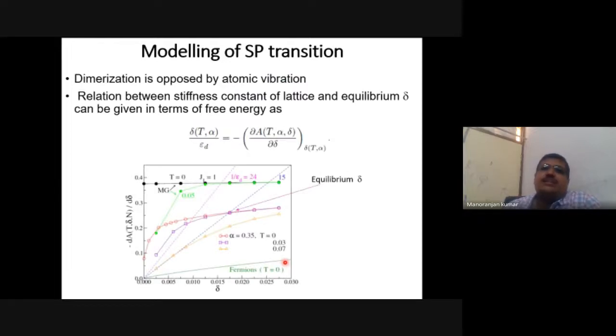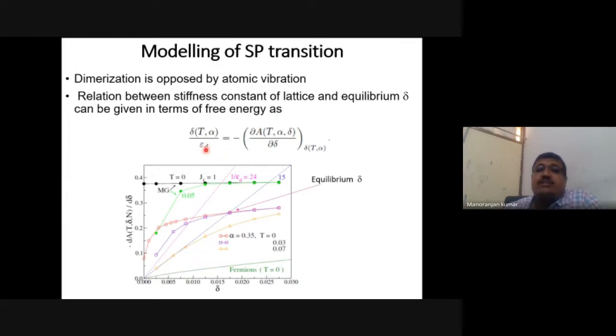Okay, so how to model the spin Peierls transition? Dimerization is because of the electronic degree of freedom, or the fluctuation in the electronic degree of freedom, whereas the dimerization is opposed by the atomic vibrations. When you heat the sample, the atomic vibrations are going to try to dominate, and there will be competition between these two. And at the equilibrium condition, this condition should be valid.